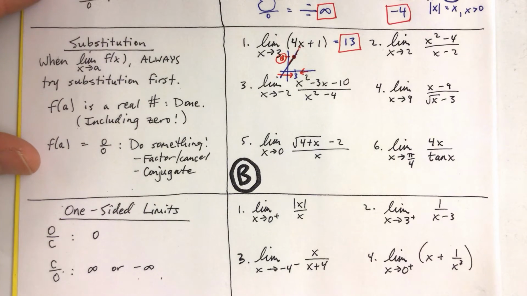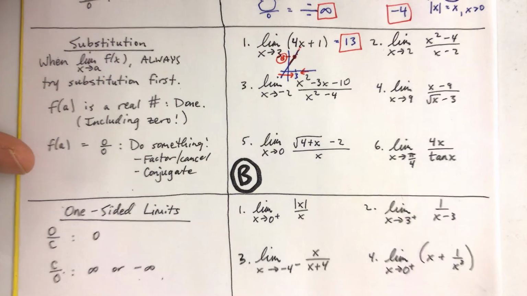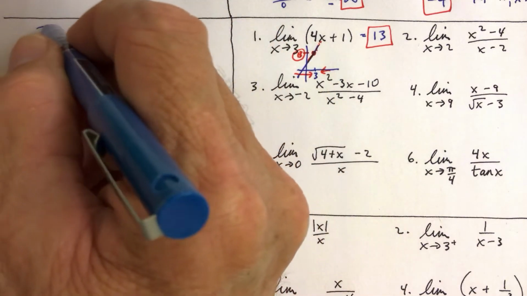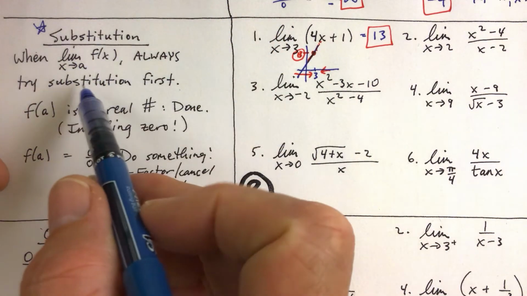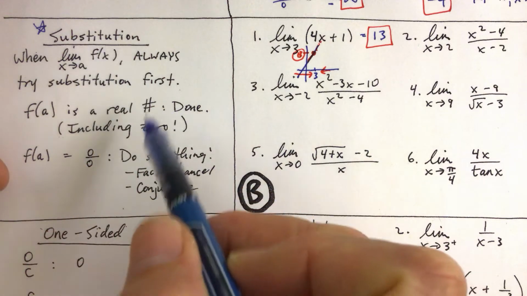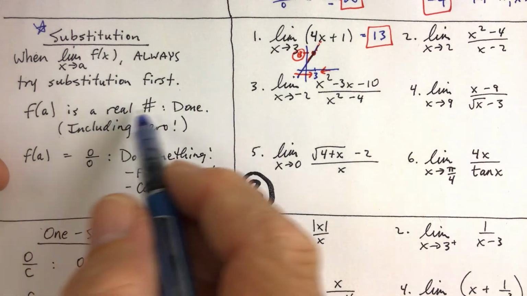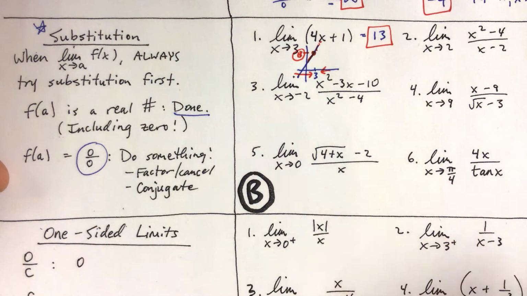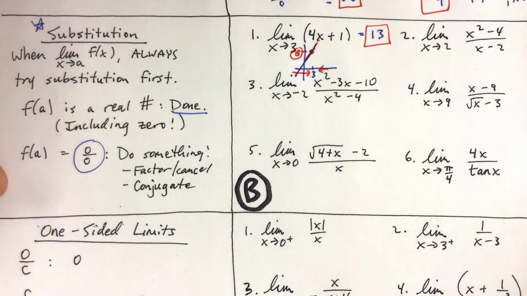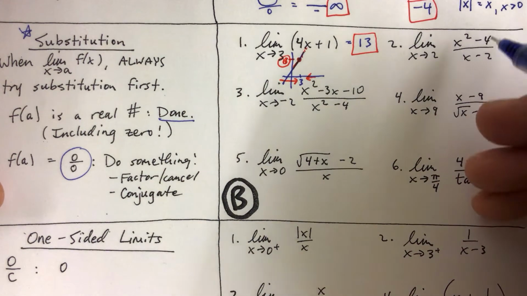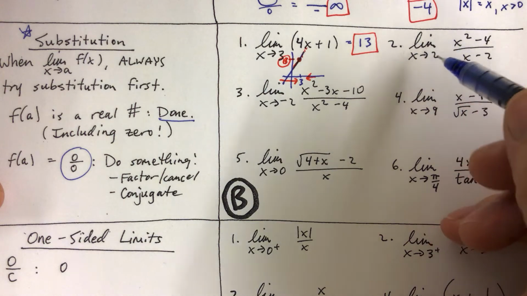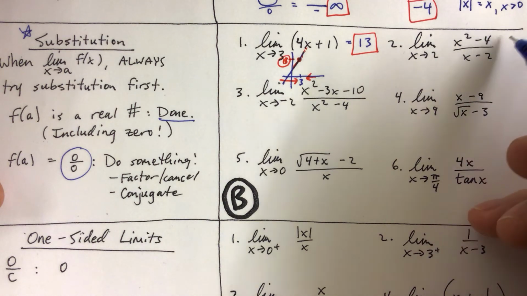Now, for problem number 2, I should probably also refer to this little section of notes over here to the left-hand side in this middle section. So on the left-hand side, substitution: if the limit is when we're approaching a, then we always try substitution first. If you get a real number, you're done. If you get 0 over 0, then you have to do something, and that's what we're going to see for the rest of these. We're going to get 0 over 0 for most of the rest of them. And again, just replacing x with 2 in problem number 2 here, we have 2 squared is 4, 4 minus 4 is 0, 2 minus 2 is also 0.